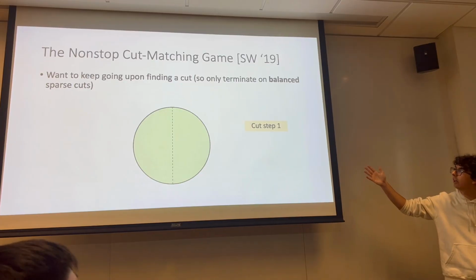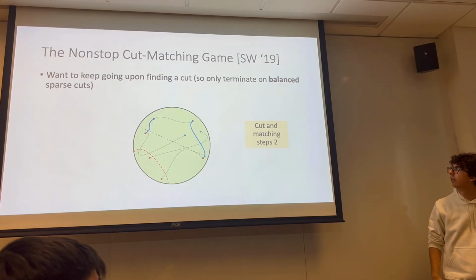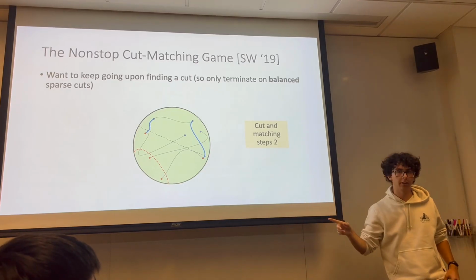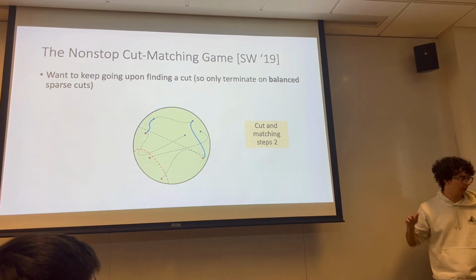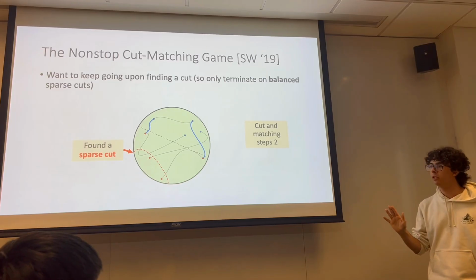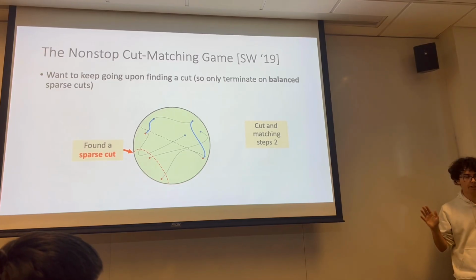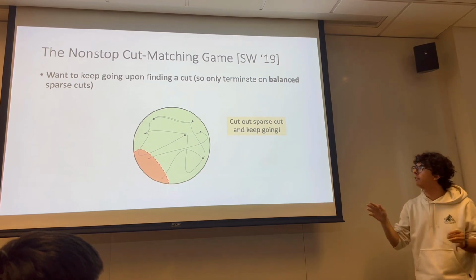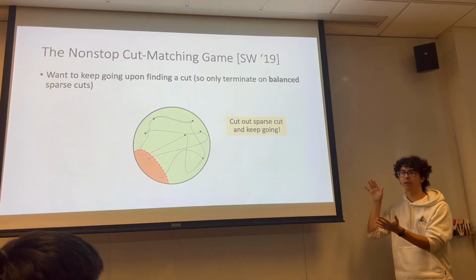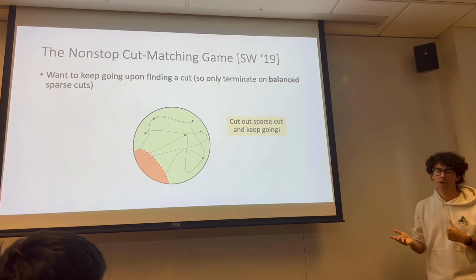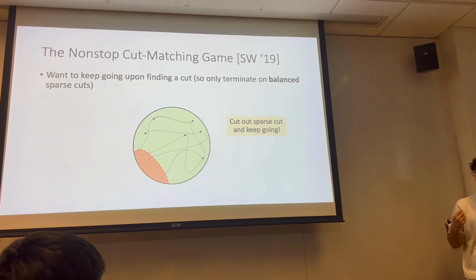You find a cut, and you try to match across it, but now you found a sparse cut there. You weren't able to actually match across the cut. So here's this sparse cut. In the old algorithm, you would just cut that out, stop, and recurse on either side. But for the non-stop cut matching game, you cut it out if it's sufficiently small and keep going on the remaining vertices. And so if you do this, you're not going to quite certify the same notion of expansion.